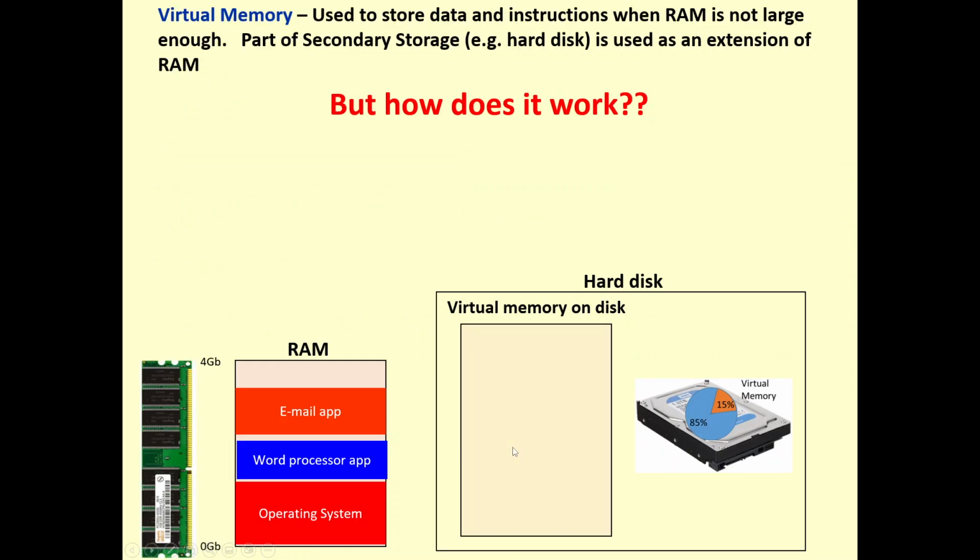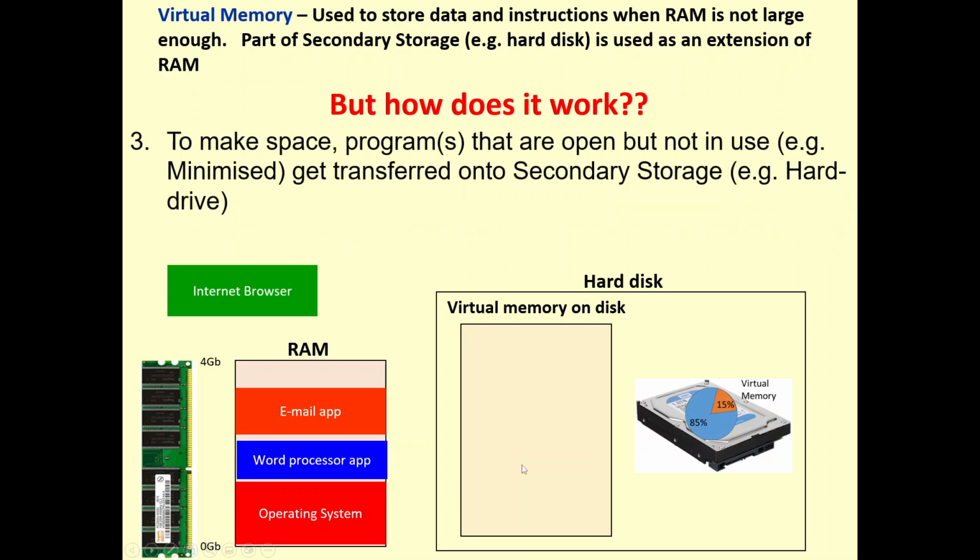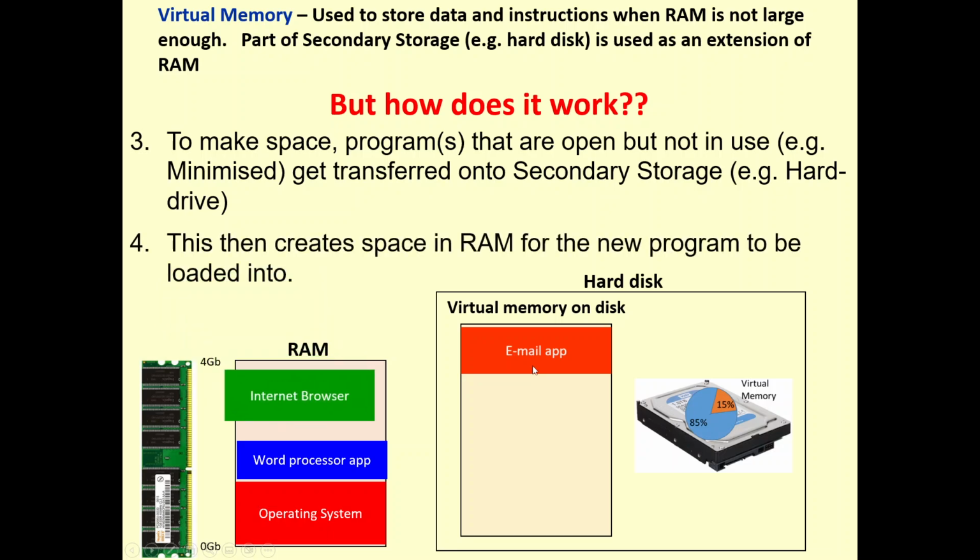Just for an example of how this works, imagine here's your programs. If you wanted to open another program, for example an internet browser, something from RAM would have to be transferred to virtual memory. Well, in this case, we're going to transfer email to virtual memory because it's open but not being used. There's no space in RAM for our internet browser.